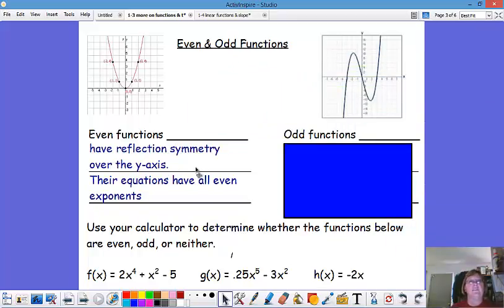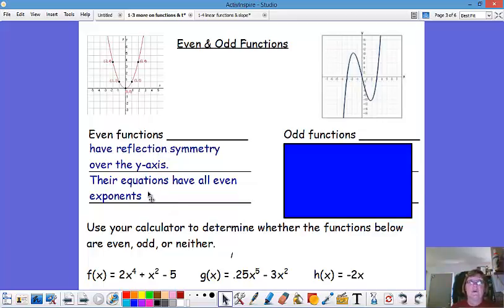They have reflection symmetry over the y-axis. That is, you can consider the y-axis to be a fold line in this function. This half would lie directly on top of this half. Even functions have reflection symmetry over the y-axis.